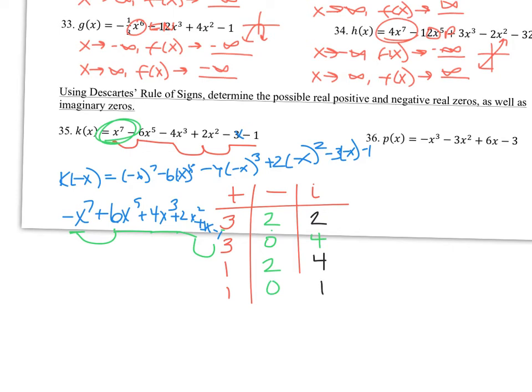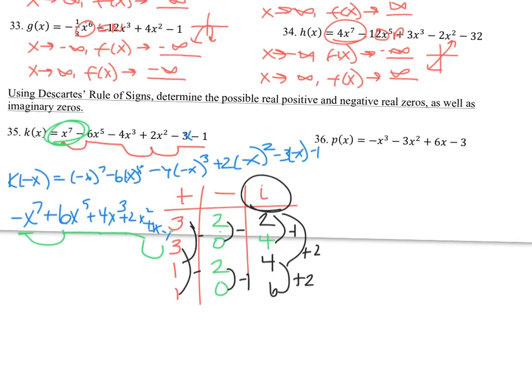Or I could have 1 positive, 0 negative, and 6 imaginary. So all I'm doing is decreasing these by 2, and increasing my imaginaries by 2. And why I'm doing it by 2s is because imaginary numbers always come in groups of 2.